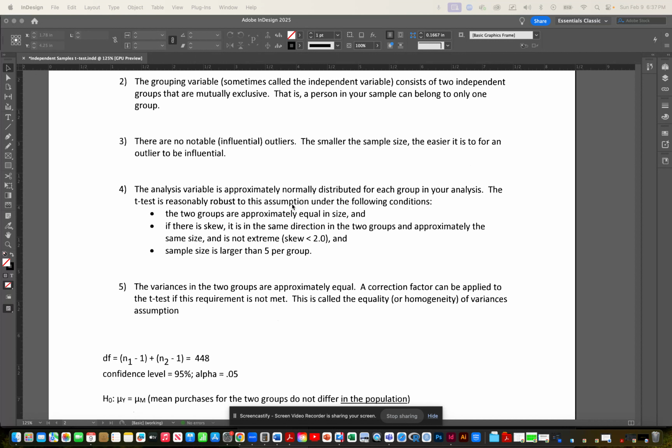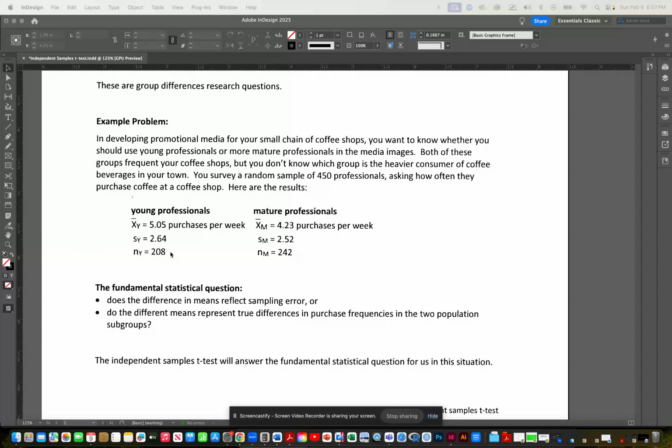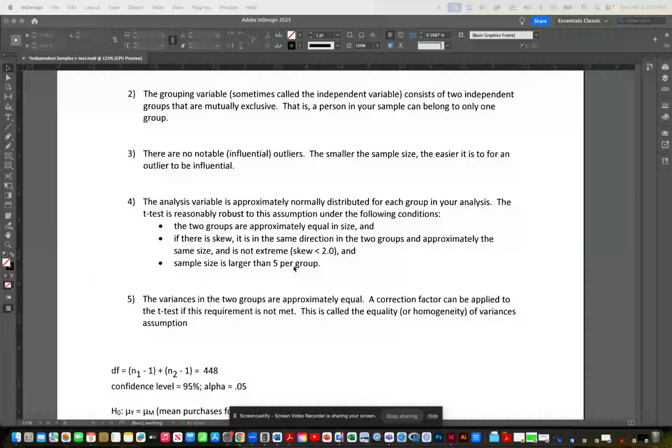And so we're going to be looking for the following conditions in this case. The two groups are approximately equal in size. If we look at our example, they're pretty close, 208 versus 242. And then if there is skew, it would be in the same direction, whether that's positive or negative, and approximately the same size, not extreme. And then the sample size is larger than 5 per group.